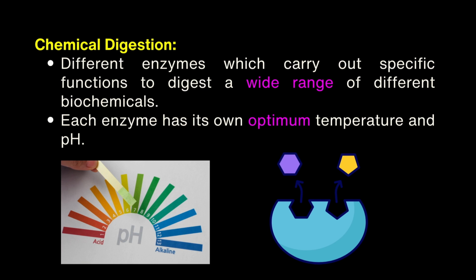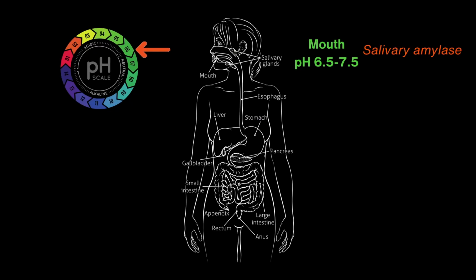And importantly, each enzyme has its own optimum temperature and pH, which means different enzymes are found at different regions in the body. I'm going to look a bit more at this. The mouth has a kind of neutral pH, which varies a bit, but ranges from, say, 6.5 to 7.5. And one of the key enzymes here is salivary amylase, which is involved in the breakdown of carbohydrate.